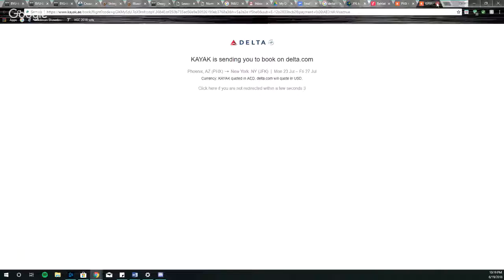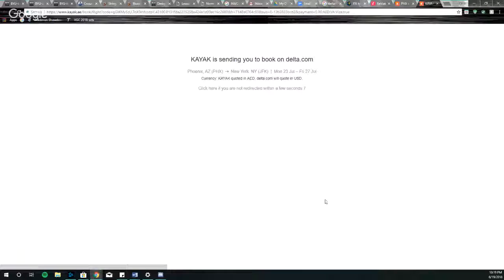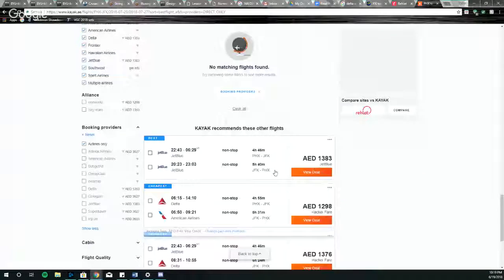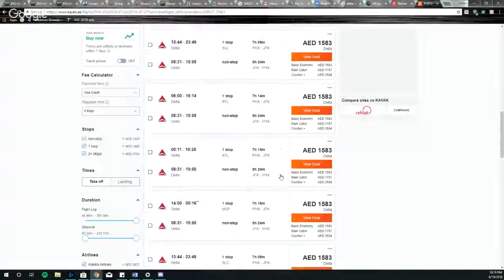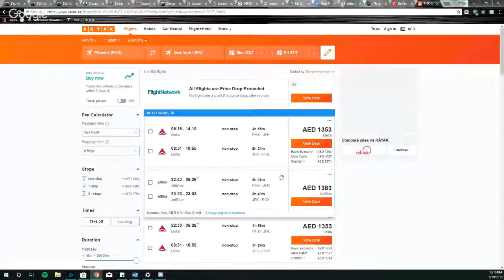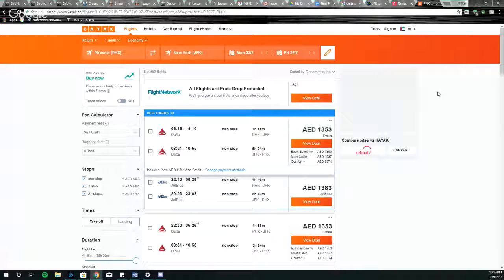And most of them are taking you to the airline site. These are all taking me to airline sites. I wonder if it'll actually show me. Okay, so I think this is different. I think this is just showing you it books you through the airline site. Through the airline. So I think we should look at the difference.